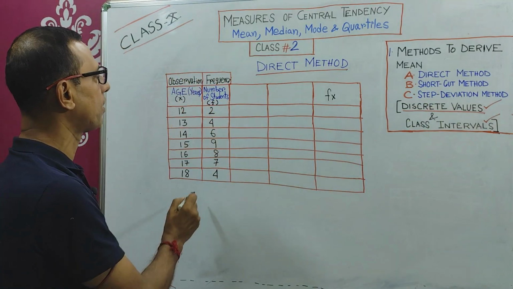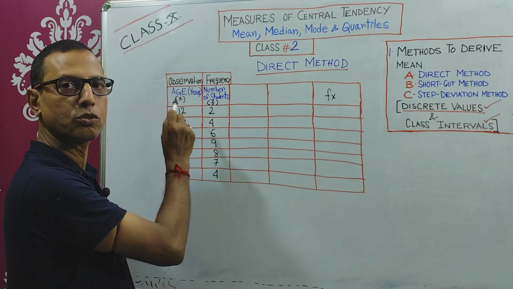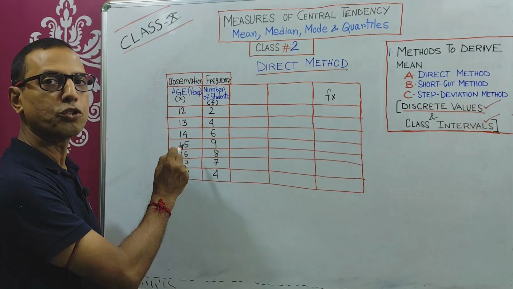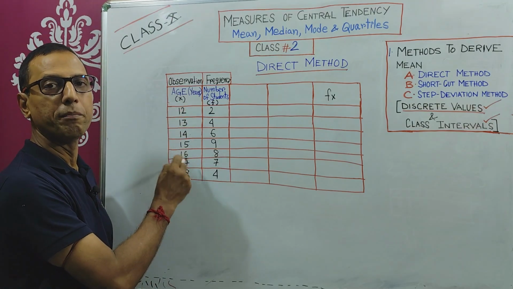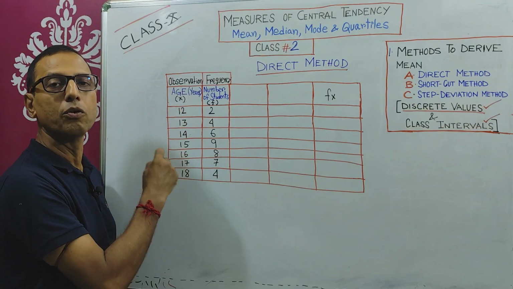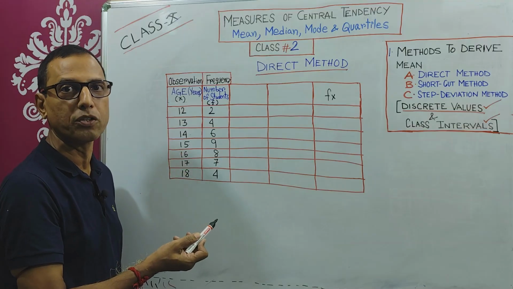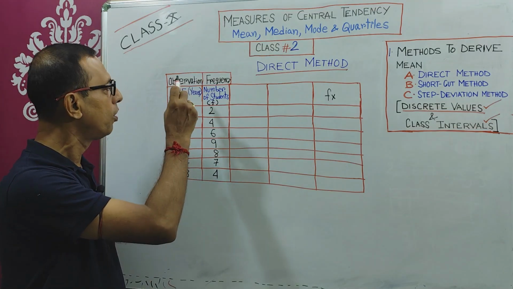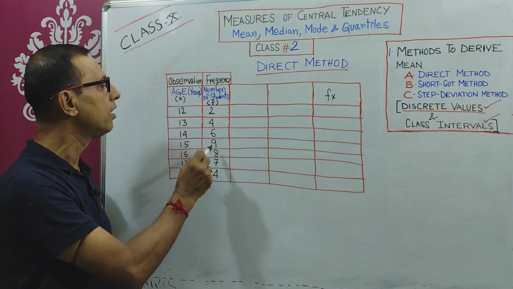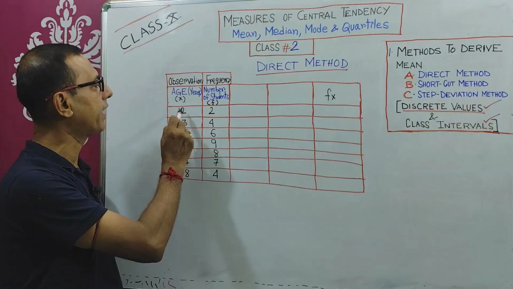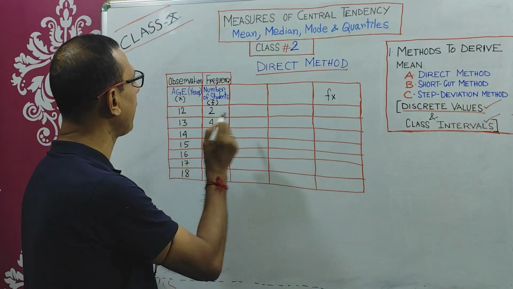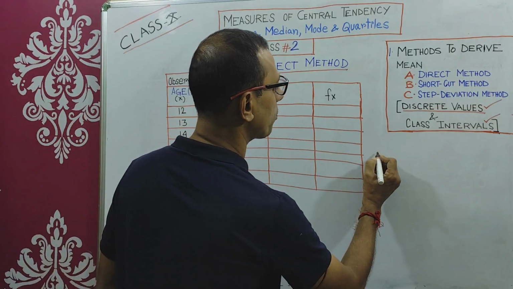First you need to put all the observations. There is no need to arrange the observations in sorted order, though they are sorted here in the table. In mean calculation you don't need to sort them; any order is fine. You just need to write down all the unique values in the first column, and then the respective frequency against each observation value. Now what do I need to do for the direct method? Simple thing: what is the formula of mean?